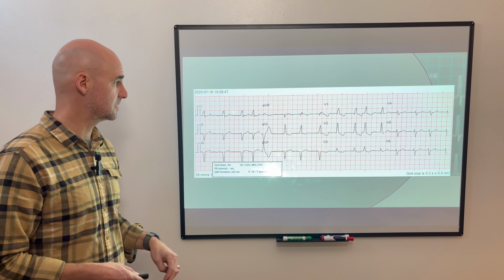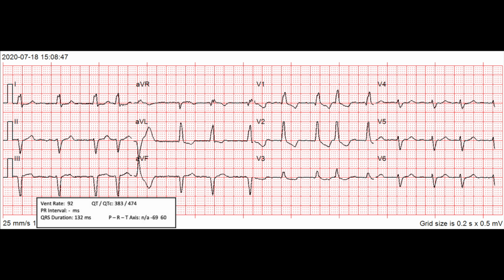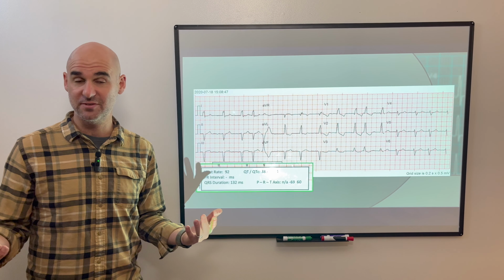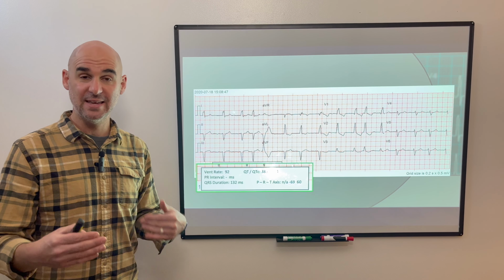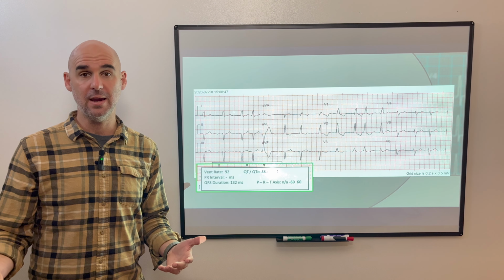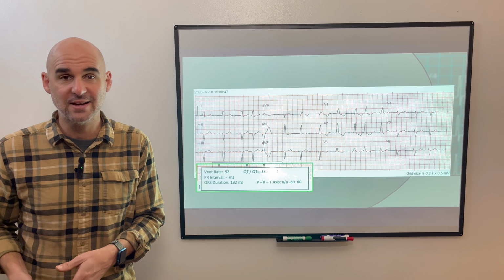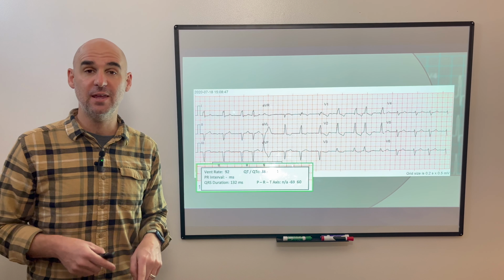So we've got our rate, we've got our regularity. Let's determine axis. We can see up here, lead 1 is upright, lead 2 is not upright, it's negative, and lead 3 is not upright, it's negative. So this is not our normal axis. And if we look at our number here, we can see that it says negative 69. Certainly negative 69 is not between 0 and 90 degrees. So this is not a normal axis. What does that mean? Well, it means that we need to determine whether this is a left axis or a right axis deviation. And we're going to do that in the videos to come.